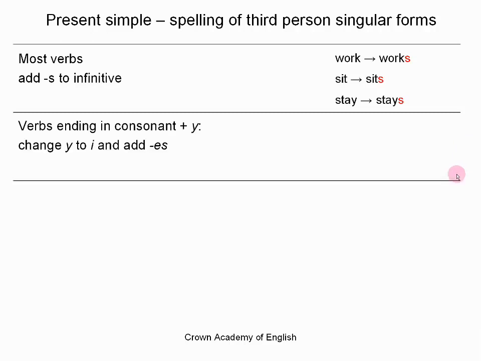If the infinitive of the verb ends in a consonant and then the letter Y, the rule is the following. We change the Y to an I, and then we add ES. So let's have a look at some examples. So, for example, the verb to cry becomes he cries. The verb to hurry becomes he hurries, spelt I-E-S at the end. And the verb to reply becomes he replies, again I-E-S at the end. So what we're doing here is this is the rule in practice. So we are changing the Y to an I, and then we're adding ES at the end.